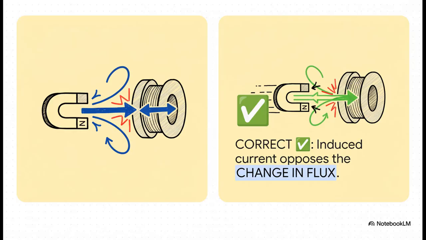Okay, trap number 1. It looks so simple, right? The difference is literally one word, change. But come on, this is physics. That one word changes everything. And trust me, this is the single most common way students get Lenz's law wrong.